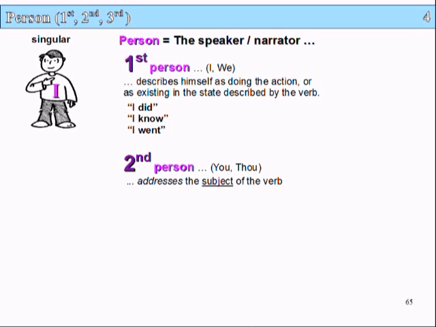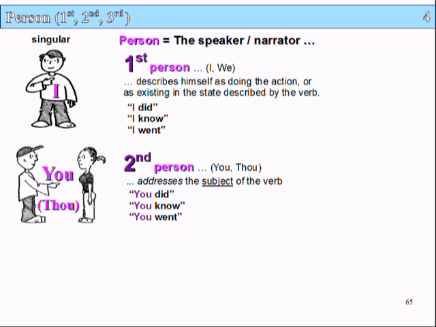So the next category is second person. Second person addresses the subject of the verb. So in English, that's just you. So if I say you did, or you know, or you went, I'm using the second person. So first person is when I am speaking and I say something about myself. I use the word I. And second person is when I'm speaking directly to somebody else and I'm saying you.